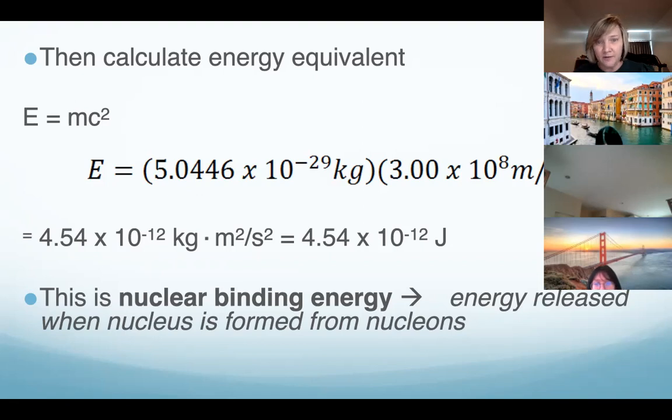If 4.5 times 10 to the minus 12 joules of energy are released when the helium nucleus is formed, then in order to break the nucleus of a helium atom, you would need 4.5 times 10 to the minus 12 joules of energy.